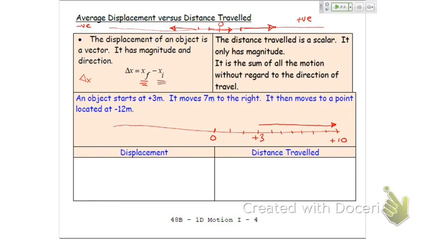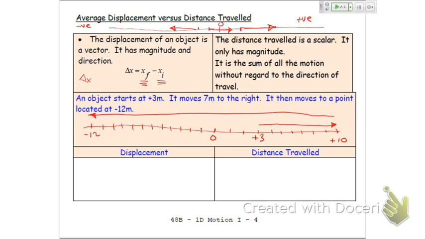And then it says it then moves to a point located at -12. Oh my word. So 1, 2, 3, 4, 5, 6, 7, 8, 9, 10, 11, 12. This is -12. And it goes from this point here and then moves to -12. So my words are giving you instructions, basically. Let's just think about how I can give you instructions.